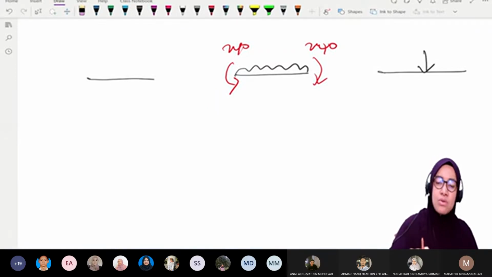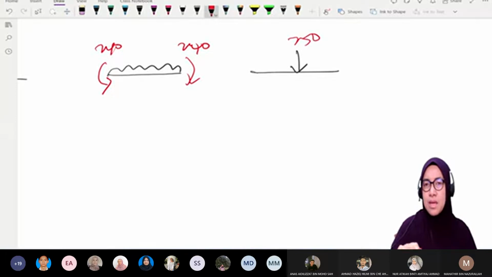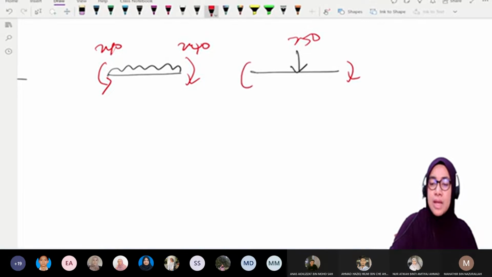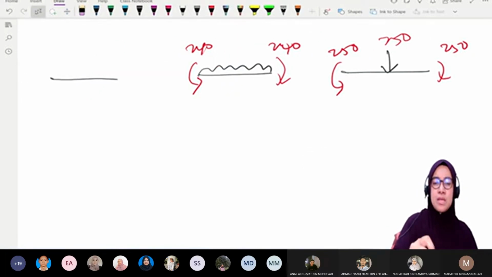So for CD we have another one. PL over 8, this is 250, PL times 8 divided by 8 equals 250. So the fixed end moment for this beam is like this. The value is 250, 250. So AB is zero.